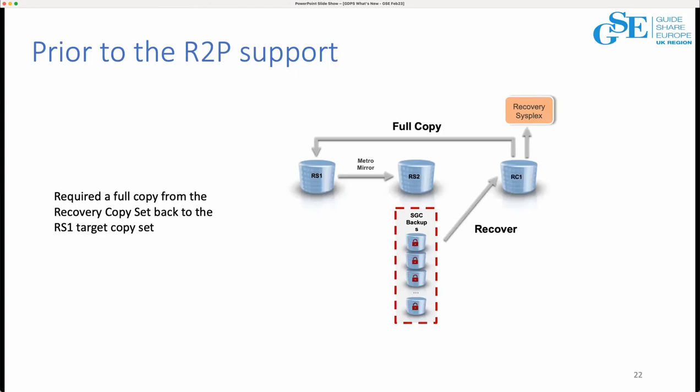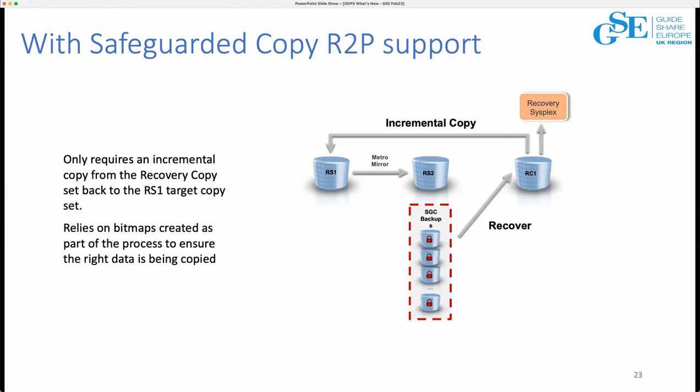Right, so restore to production, fairly simple graphic. Prior to the support that we brought out in the last 12 months, it did require a full copy back from your safeguarded backup via the recovery copy into your production environment. With the relevant code on the DS8000 and in GDPS, that is now done incrementally because we preserve information about the data that has changed overall in the relationships between RS1 to RS2 and then RS2 through to the backups and so on. And through the smarts in the DS8000 and processing done by GDPS, that's now an incremental copy back to production. Obviously, if everything is corrupted, everything would have to be copied back. So it doesn't necessarily mean it won't be a significant amount of data being copied back, but this can make it less data if that's possible.